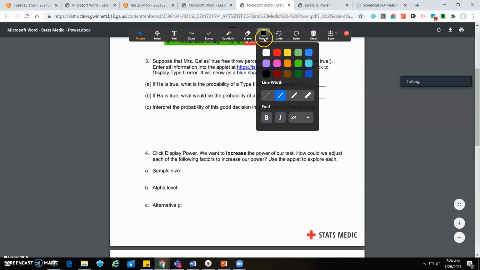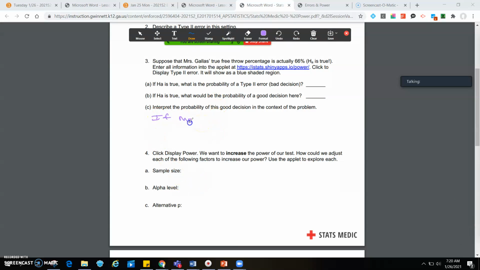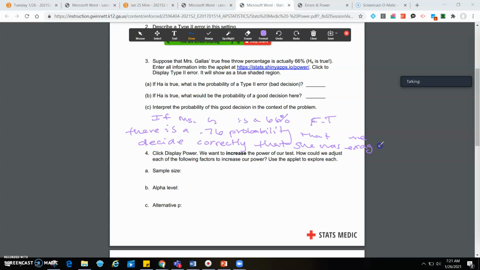So let's go ahead and scroll down just a little bit. Okay, so when we interpret it, it says that if Miss Gallus is a 66% free throw shooter, there is a 0.76 probability that we decide correctly that she was exaggerating, which means we're going to reject the H0. Okay, so this is the probability of rejecting the H0 given that HA is true. Okay, this throws back to like geometry days, right?